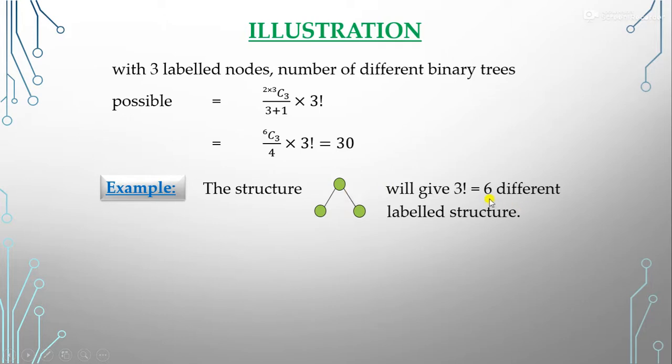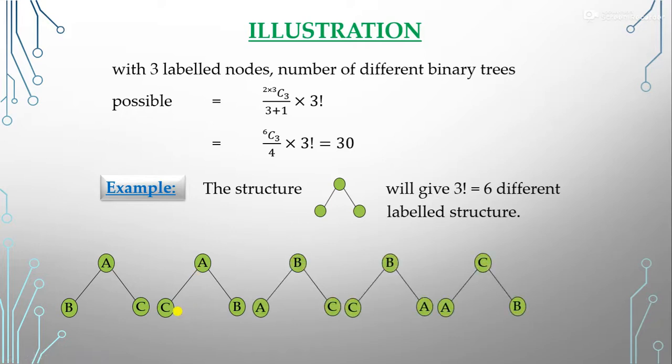This unlabeled binary tree will give 6 different labeled structures like this: A, B, C, and we can also write it like this A, B, C here, and now this one like that. So in total we can form 6 different labeled structures from just this structure. Like that, if we have 5 different structures, we find a total of 30 binary trees.